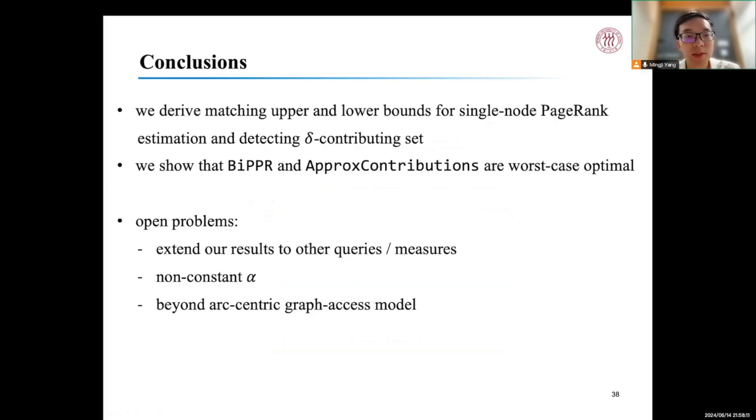Let me end this video with some open problems. First, it may be possible to extend our results to other queries or measures based on random walk probabilities. The second one is to consider non-constant alpha, because we consider the damping factor alpha to be constant here. And lastly, it may be meaningful to consider settings beyond the arc-centric graph access model, because our lower bound seems to show a limitation of this classic model.